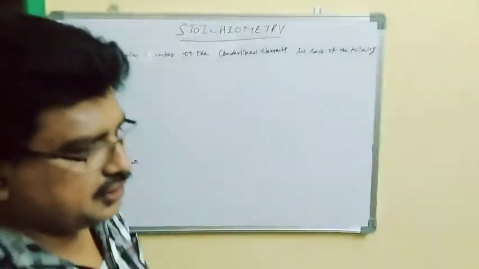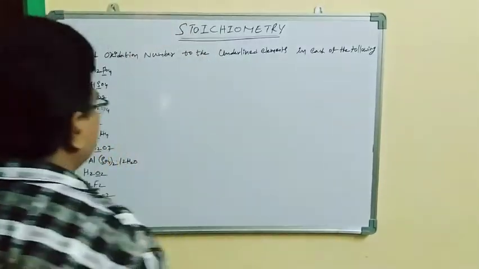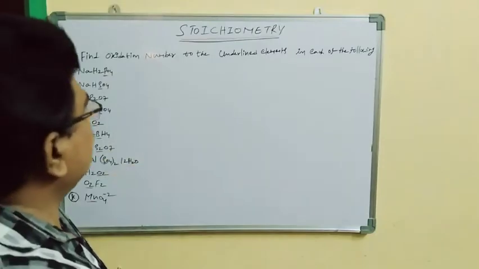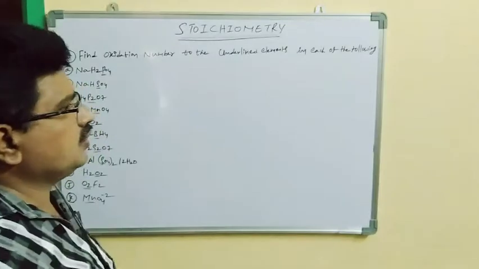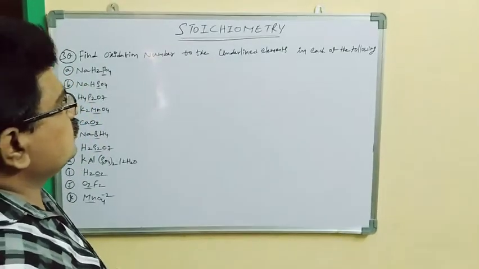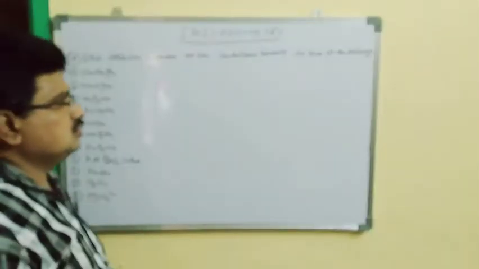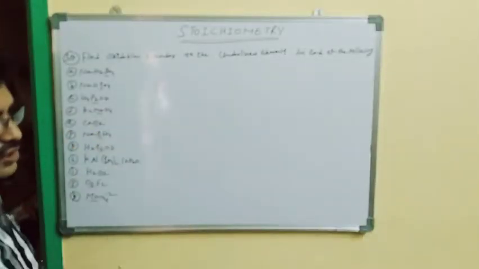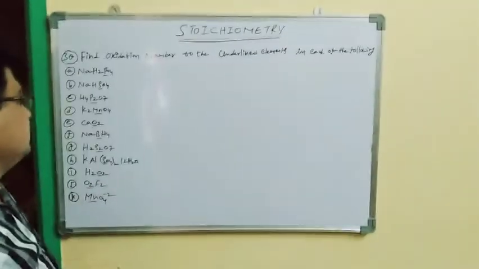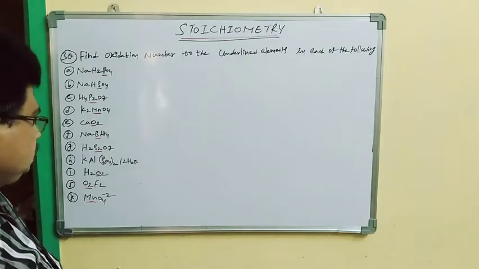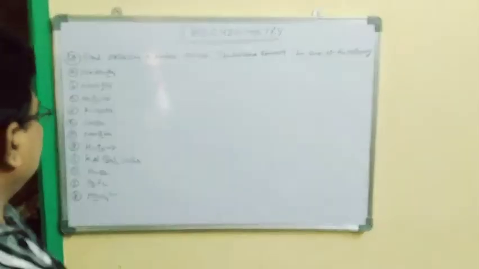This is important. Finding the oxidation number is useful for calculating a redox reaction in acidic medium and basic medium. For understanding, first we are doing these compounds. I am going to explain G.